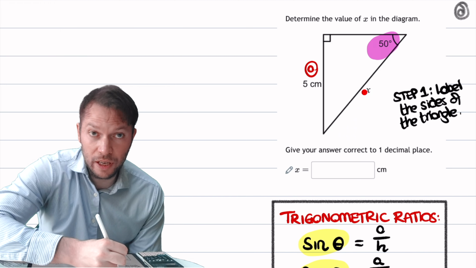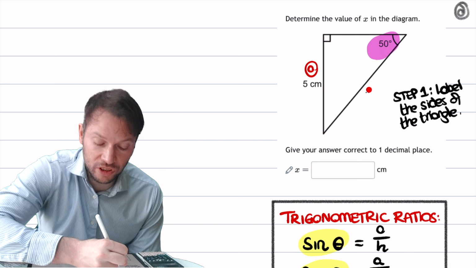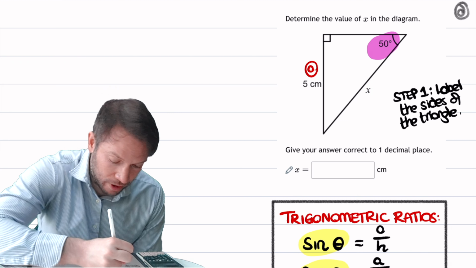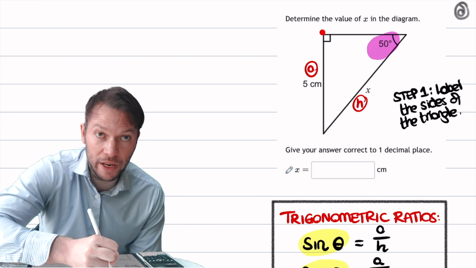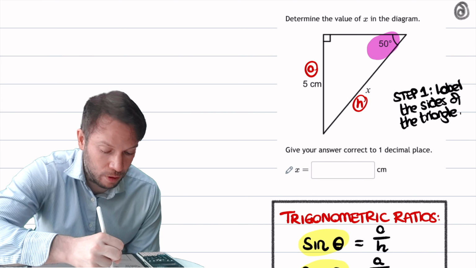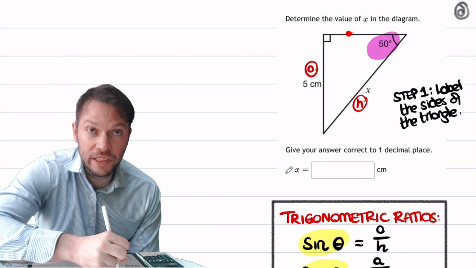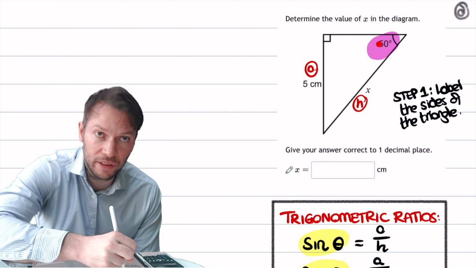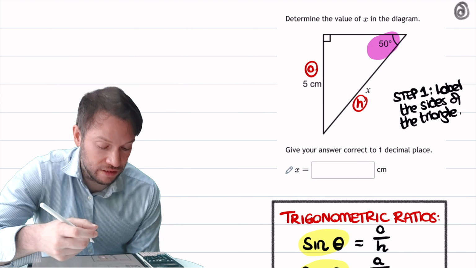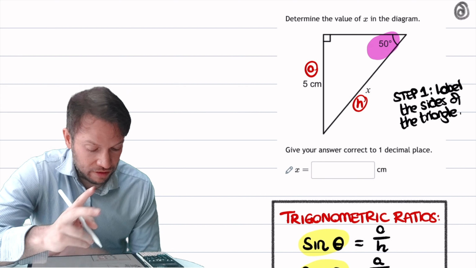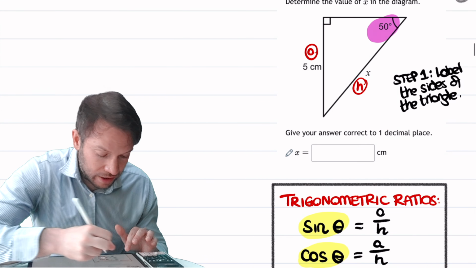Now the longest side of the right angle triangle is known as the hypotenuse, and we put an H for hypotenuse. The hypotenuse is always opposite the right angle in the triangle. Now, we didn't involve this side, but if we were to, notice this side is next to this angle of interest of 50 degrees, and so we would label it as the adjacent. Adjacent means next to, so we put a little A there, but it's not involved.